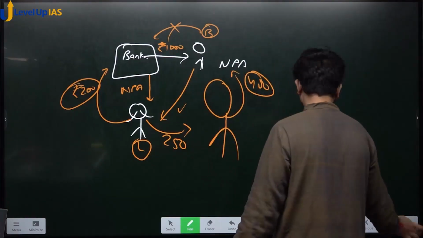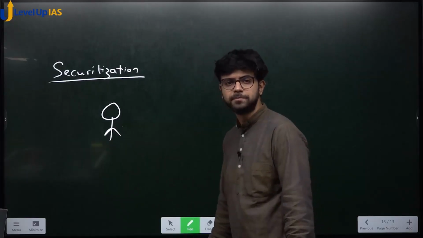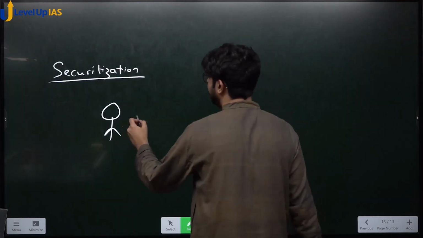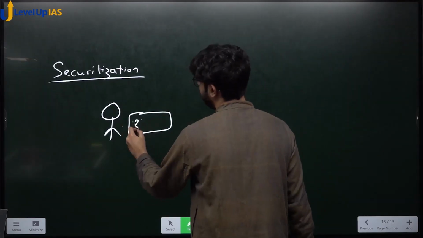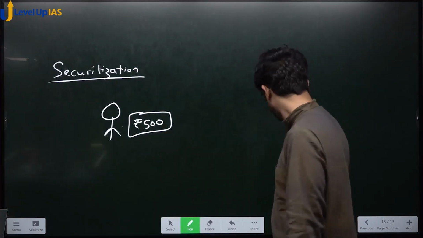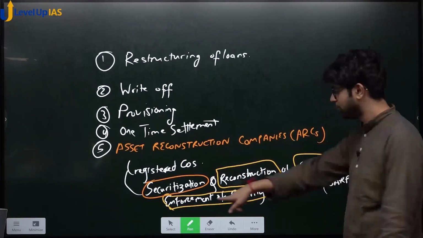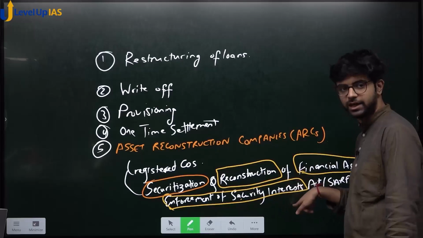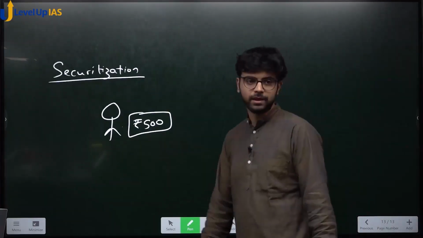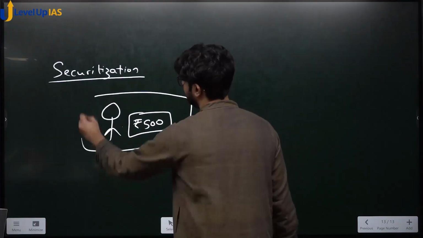So when this person gets the NPA, let's say this person, who is he? What is his name? ARC, Asset Reconstruction Company. When he gets a bad loan of 500 rupees, can I say he will try to reconstruct it? Can I say he will try to enforce his security interest? But remember, I told you he is a company, which means it's a big office.